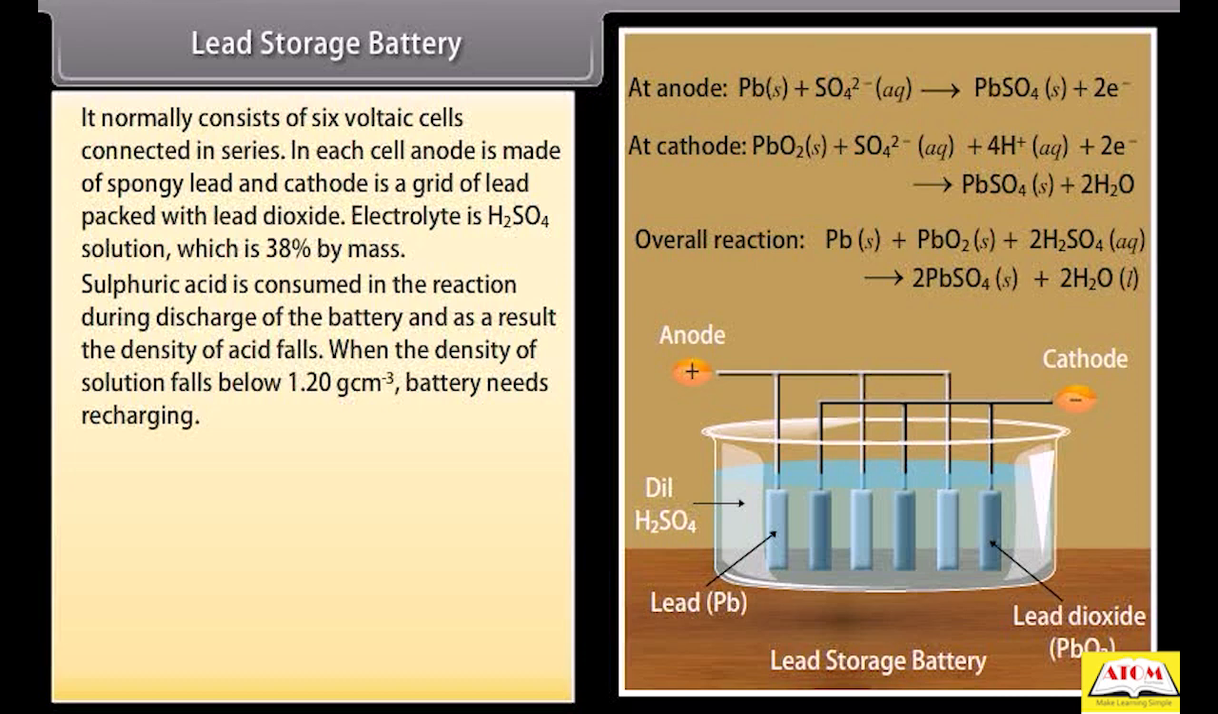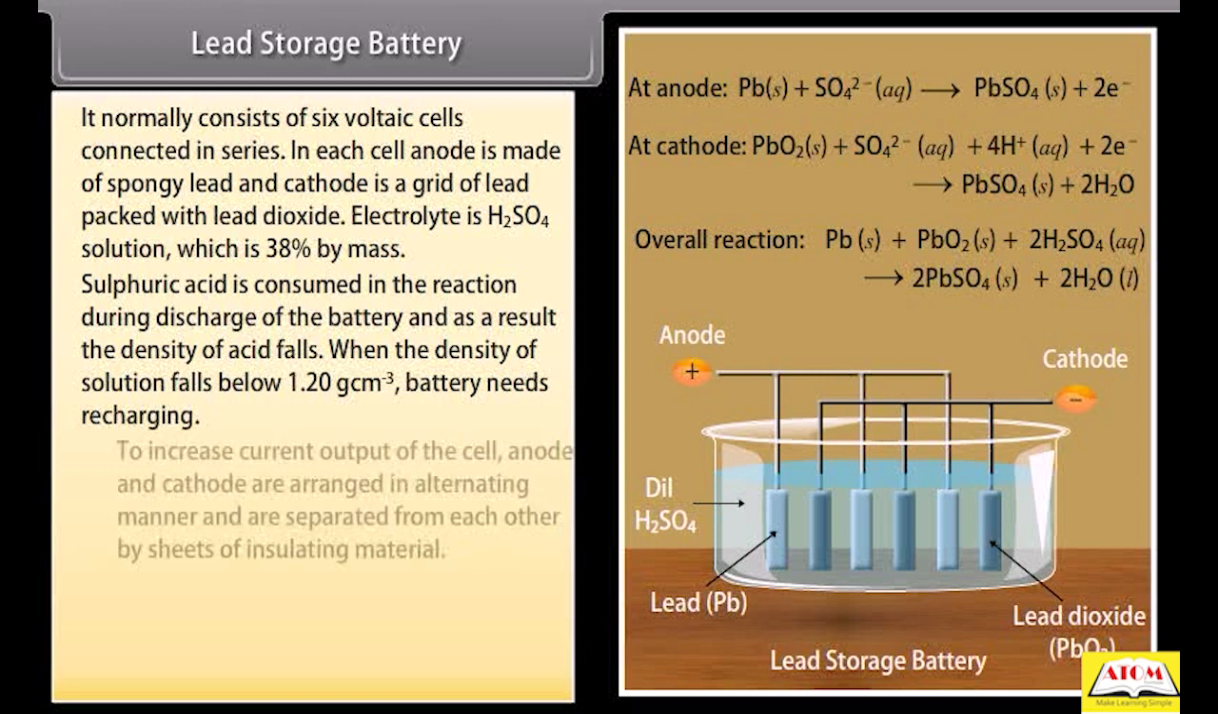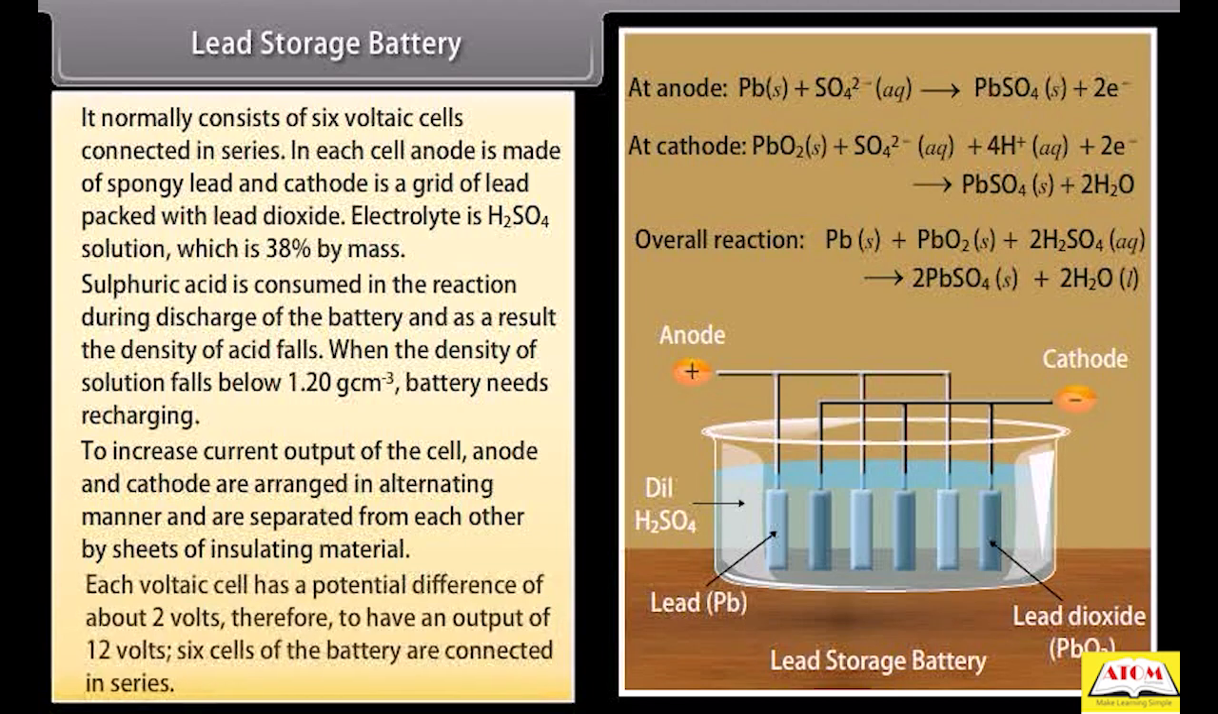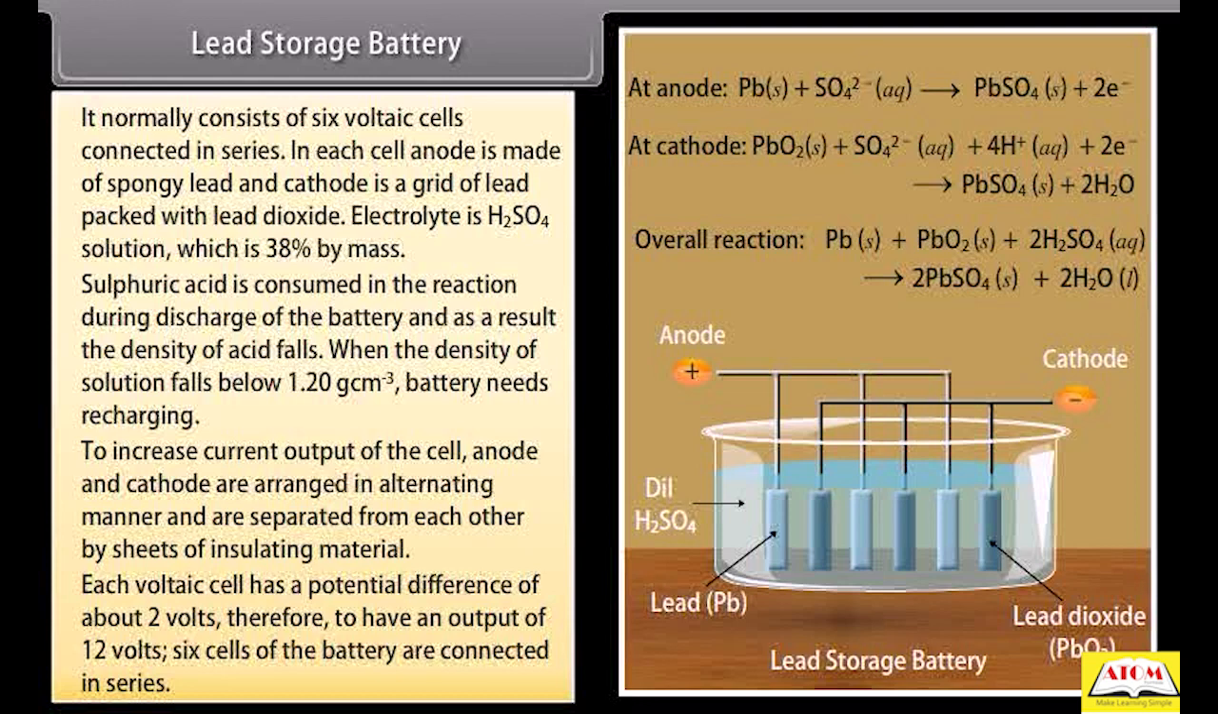When electrical energy is supplied to the battery from an external DC source, the cell operates like an electrolytic cell and chemical reactions take place. But now, the electrode reactions are the reverse of those that occur during the discharge of the battery. To increase current output of the cell, anode and cathode are arranged in alternating manner and are separated from each other by sheets of insulating material. Each voltaic cell has a potential difference of about 2 volts. Therefore, to have an output of 12 volts, 6 cells of the battery are connected in series.